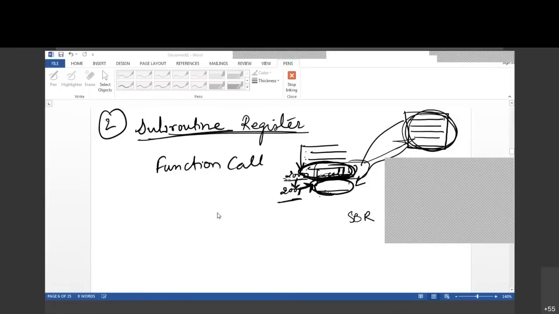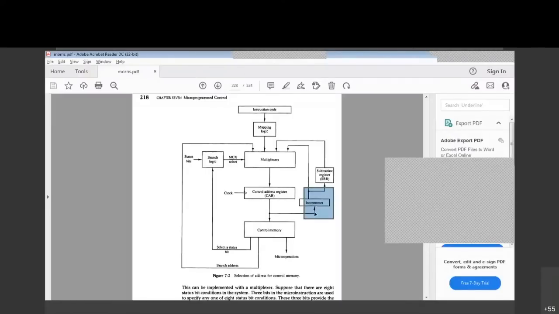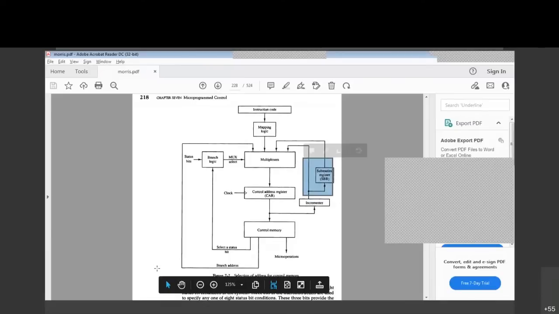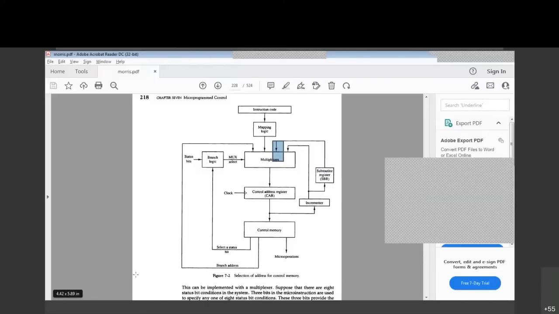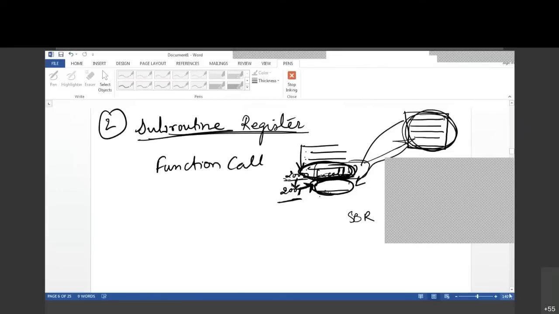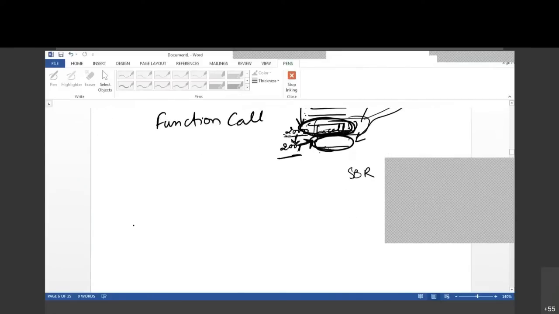Okay, so look over here, incrementer में तो गया ही है. After the incrementer, the same incremented value is stored in the subroutine register. Okay, and that incremented value is provided as a second input to my multiplexer. The second approach क्या हुआ? Whenever a function call arises, at that time what we need to store, तो वो लिखा है. Now let us move on to the third possibility.